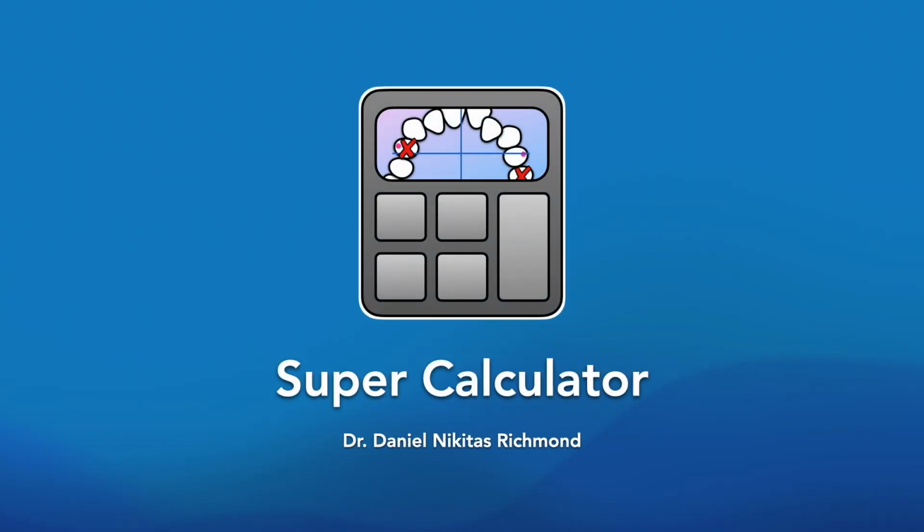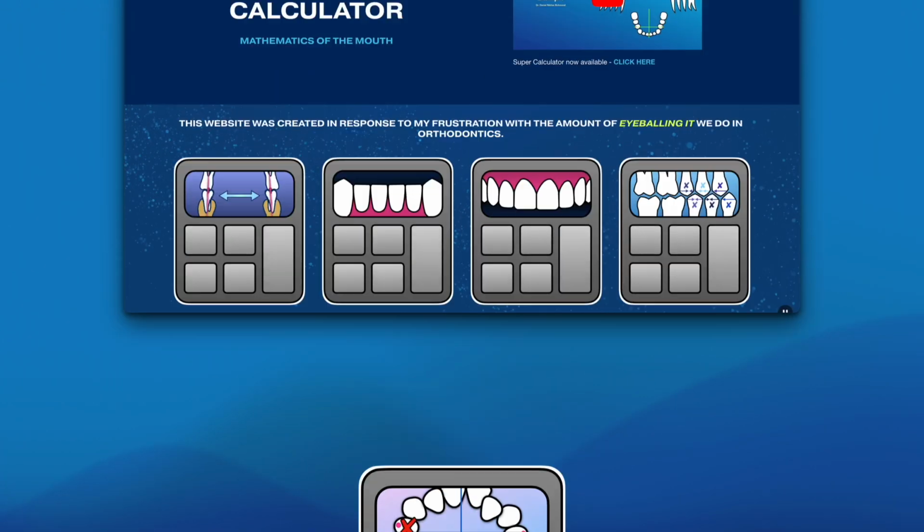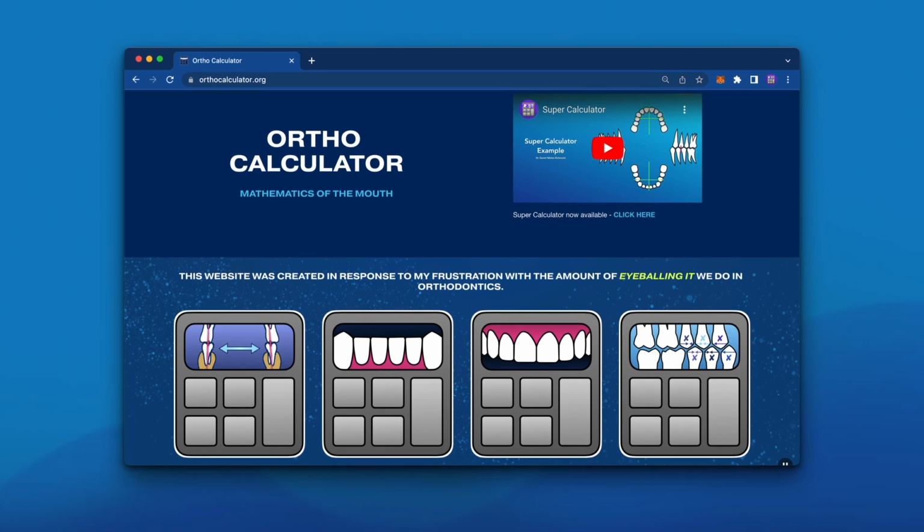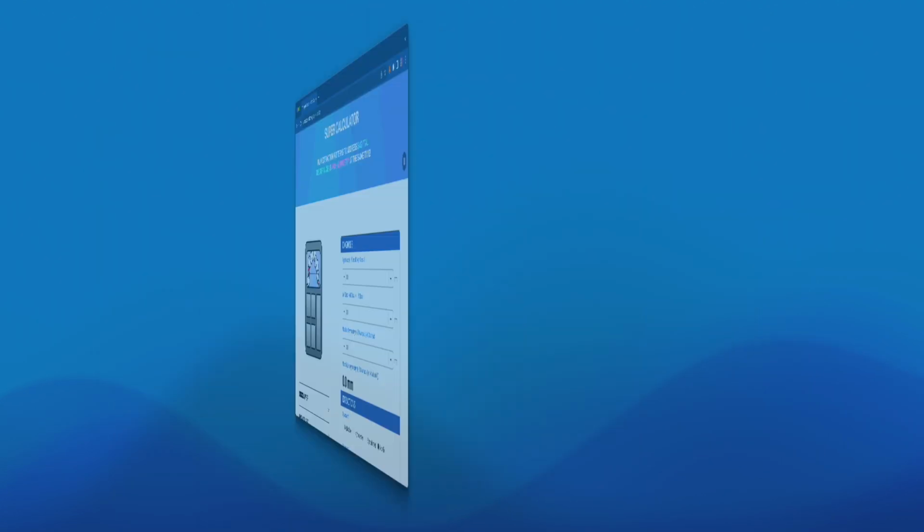I'm a third-year orthodontic resident at the University of Toronto. Today I'd like to share my latest creation called Supercalculator. Supercalculator is a new tool released to my website, orthocalculator.org. The focus of my website is using the mathematics of orthodontics to treatment plan cases.